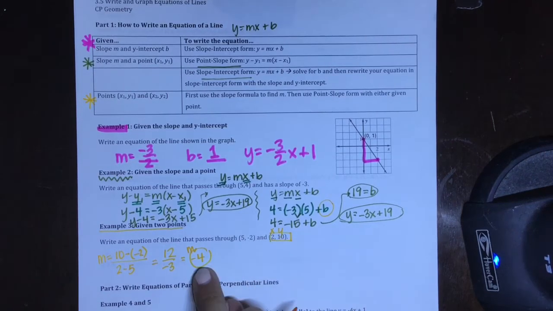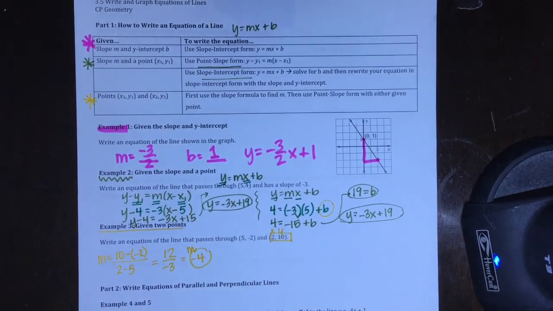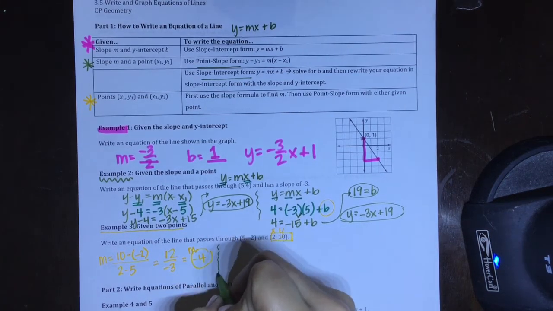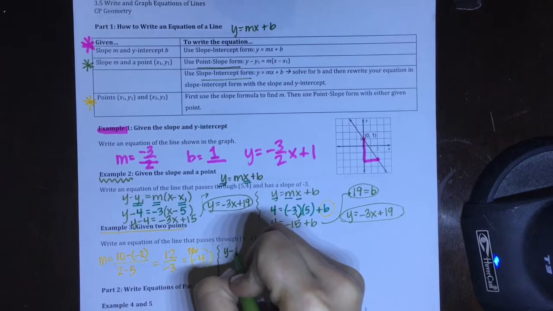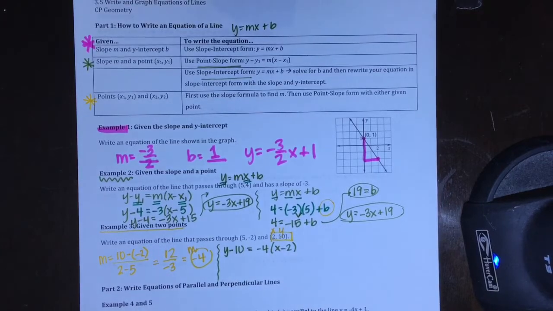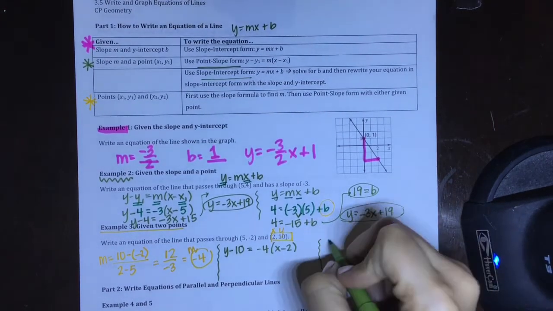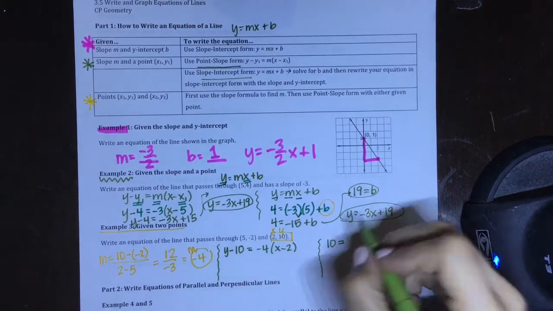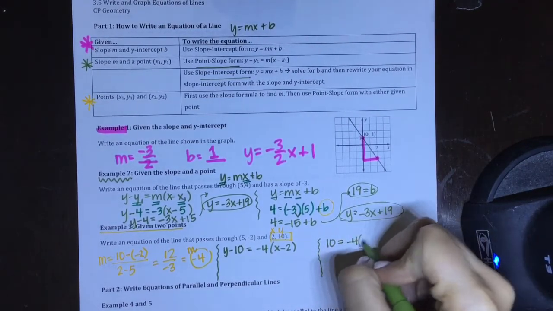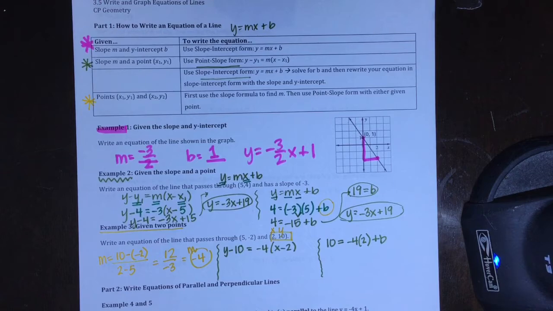So my x is 2, my y is 10, my m is negative 4. And now I'm back to that same procedure that I did up here. I just have to pick whichever method I choose. So I'll do both ways again. If I choose to do point slope form, I'm going to have y minus 10 equals negative 4 times x minus 2. If I choose to do y equals mx plus b or slope intercept form, I'm going to have 10 equals negative 4 times 2 plus b. Again, if I solve these, I should end up with the same answer.